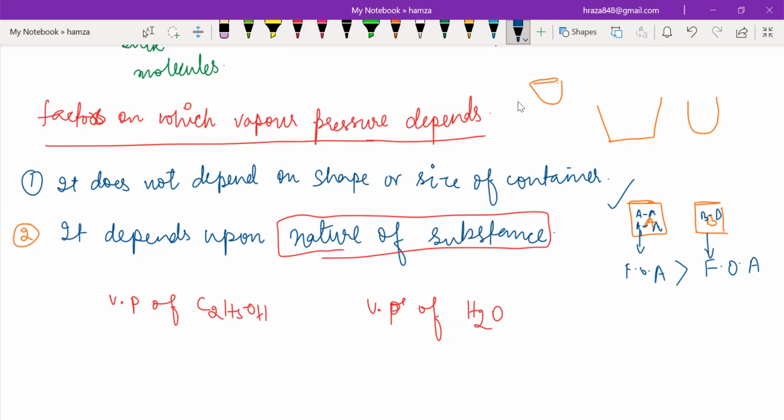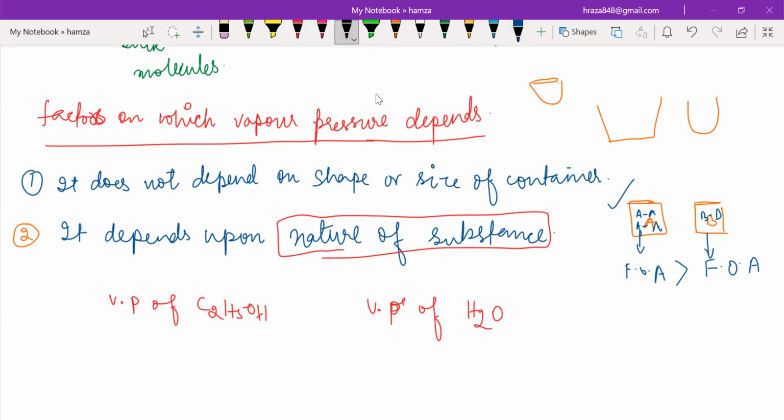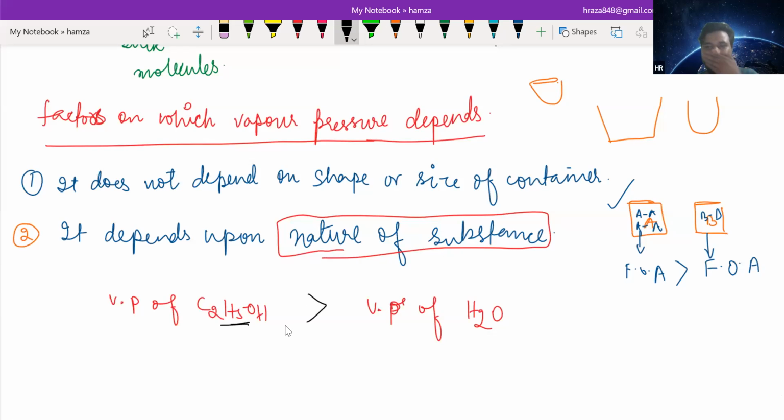If you don't have any idea, let me know. No, sir, I don't know. See, if we are talking about vapor pressure, then the vapor pressure of ethanol is higher. How can you say that? There are two reasons. Water boils or evaporates at 100 degrees centigrade, and C2H5OH at around 60, between 60 and 70. So which one will evaporate first? This one, because its boiling point is lower. Are you getting my point, Hamza?